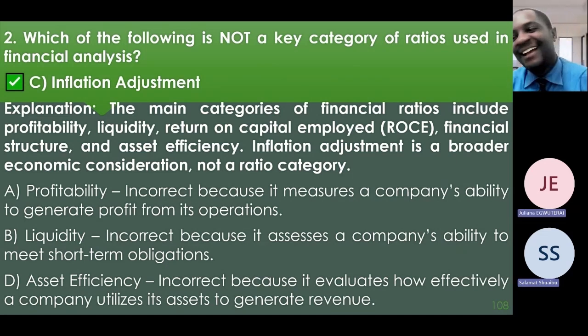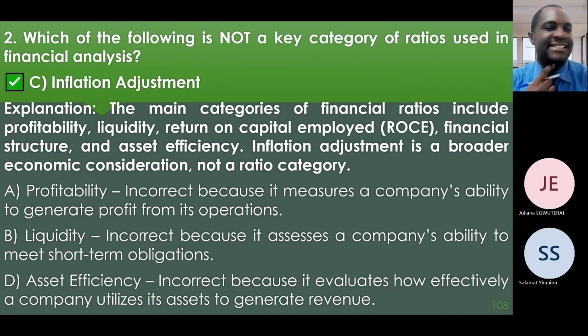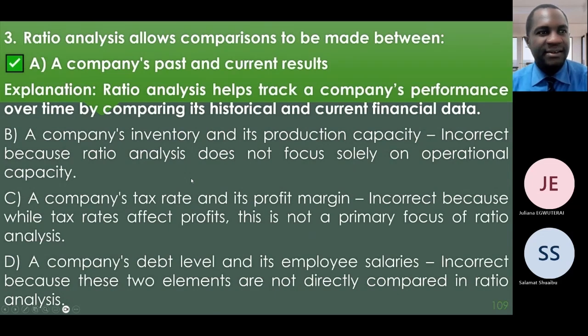Got number 2 as well. Number 2, you got it. Which of the following is not a key category of ratios used in financial analysis? Explanation, the main category C. So you got number 2 correct, C and C. Wow. From the way things are going, you may get all.